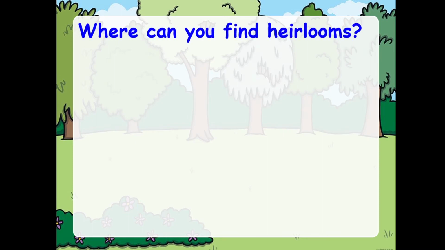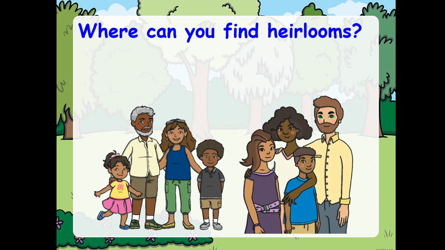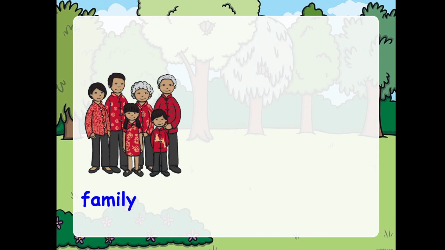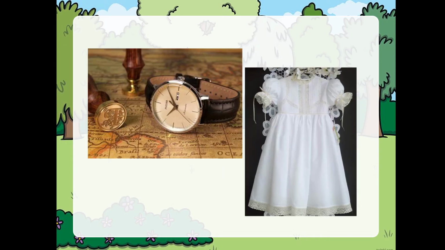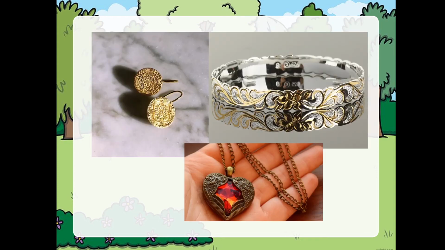Where can we find heirlooms? We can find heirlooms in your family. Now, perhaps your grandmother has old things that she wanted her daughter to keep. That's your mom, okay? So, for example, some examples of heirlooms would be like an old watch, an old dress, earrings or rings, jewelry.